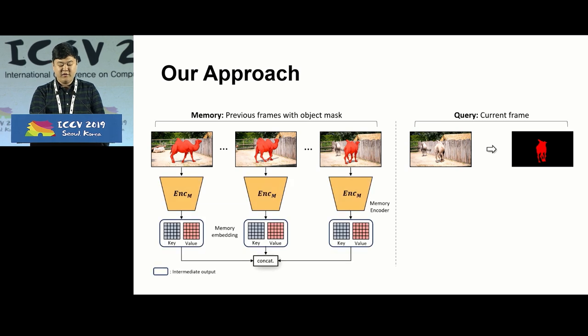In detail, memory frames are first encoded into pairs of key and value feature maps through the memory encoder. If there is more than one memory frame, each frame is independently processed and the memory is formed by simply combining them through concatenation.